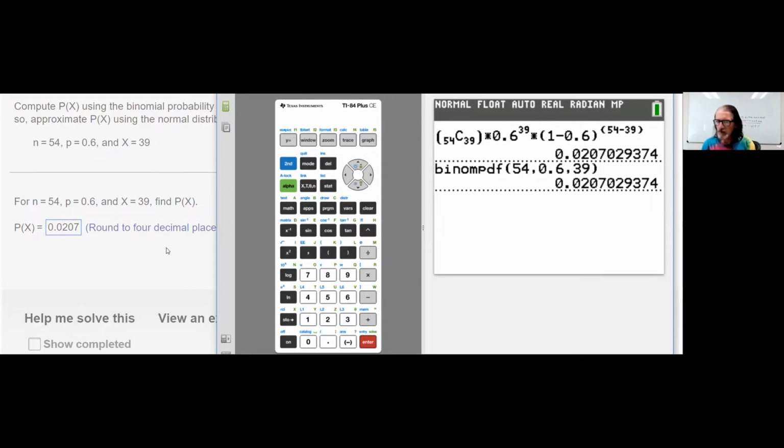Now, next we need to check whether or not we have the variance greater than or equal to 10. Oh, wrong key there. So n times p, 54 times 0.6, that's our mean. And I'm going to write that down over here. 32.4 for mu.